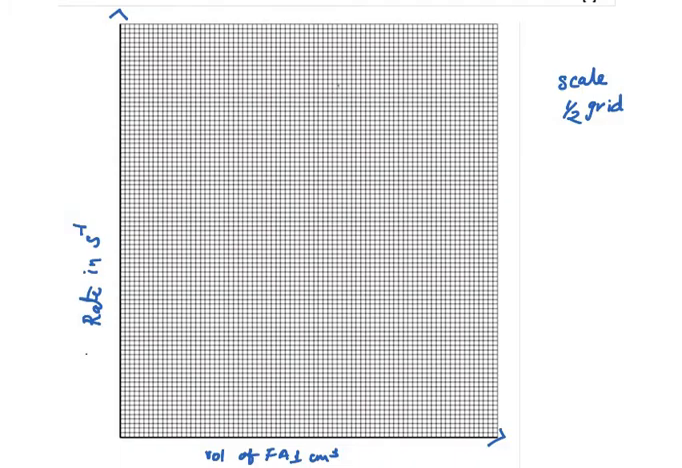I am again pausing the video and choosing my scale so that it doesn't take a lot of time. So here is our scale ready, where you can see that on the x-axis I have chosen 4, 8, 12, 16 and 20 centimeter cube of Fa1, and on the y-axis I have included 20, 40, 60, 80, 100 and 120 of rate per second, covering more than half the grid.